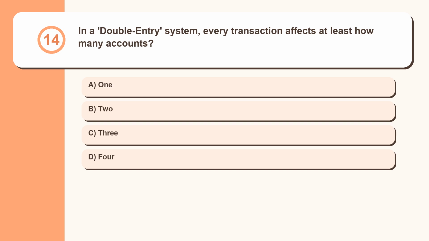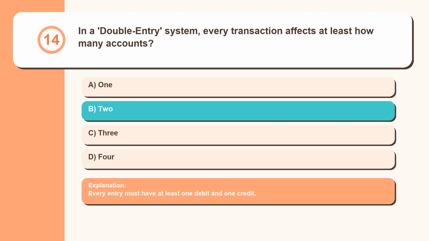Question 14. In a double-entry system, every transaction affects at least how many accounts? 1, 2, 3, 4. Every entry must have at least one debit and one credit.